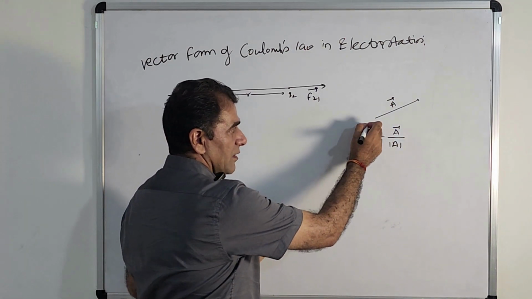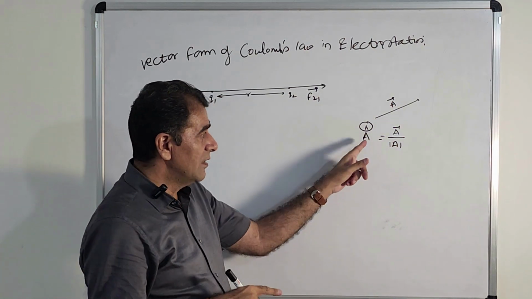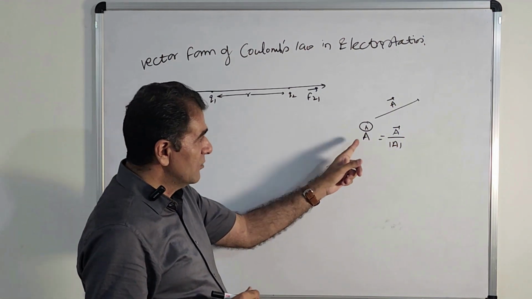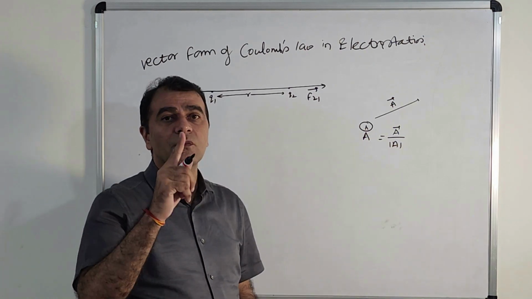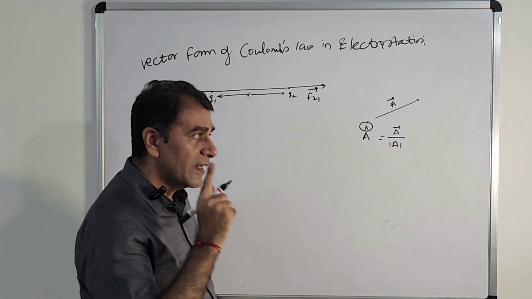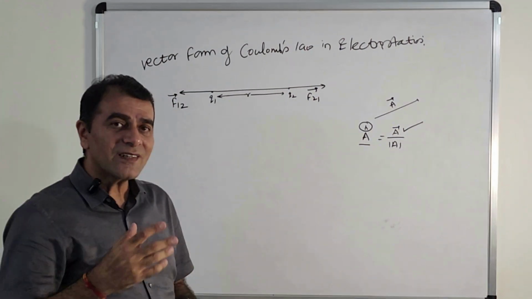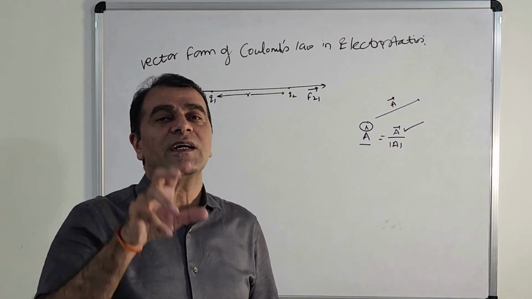A unit vector is denoted by a cap. If you put a cap on some letter, it is called a unit vector. Unit means 1, so a unit vector is one whose magnitude is unity. If we take its magnitude, it will be equal to 1, and its direction is the same as that of the vector. So what is the need of a unit vector? Actually, a unit vector gives the direction of the given vector.